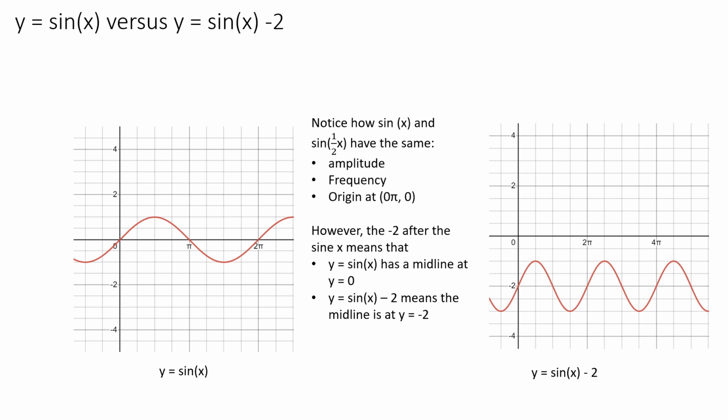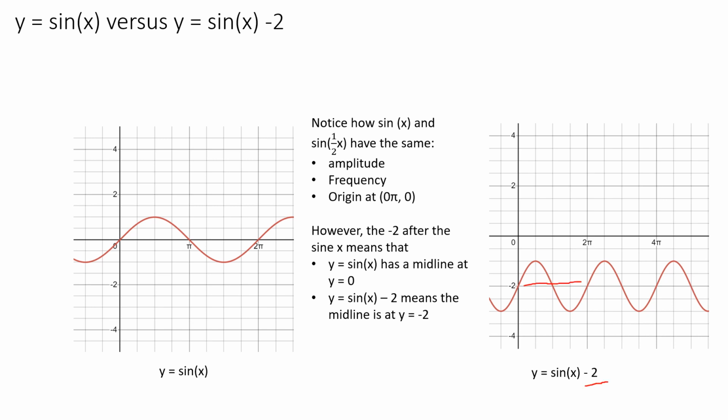On this slide, I'm subtracting a number from the entire sine or cosine, the entire trigonometric equation. On the left here, I've got y equals sine x. On the right, I have y equals sine x minus 2. This is no different than a linear equation. All we're simply doing is this minus 2 right here moves it down.